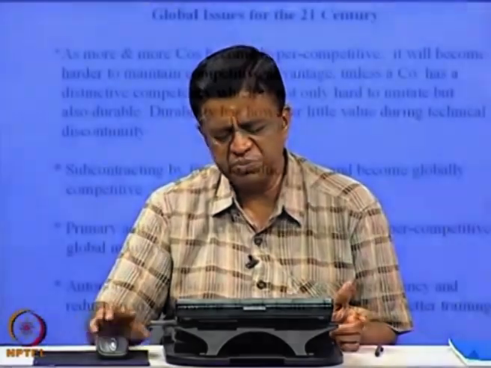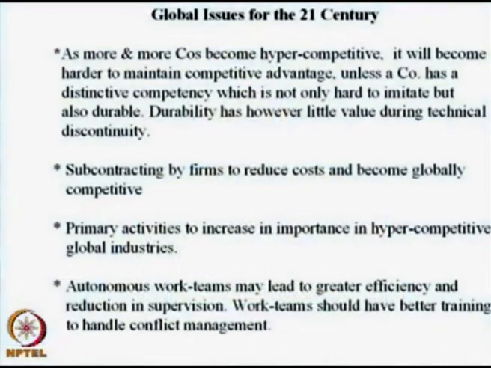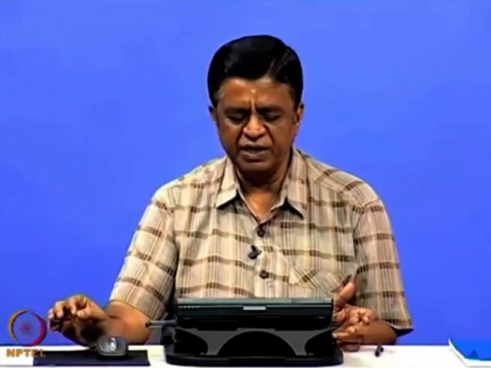Then what is likely to happen? These are the new things which are happening. Autonomous work teams may lead to greater efficiency and reduction in supervision. Work teams should have better training to handle conflict management. So, you have large projects. These large projects are split into different components. These different components or activity lines are headed by different people. So, you form your own teams to lead that particular activity.